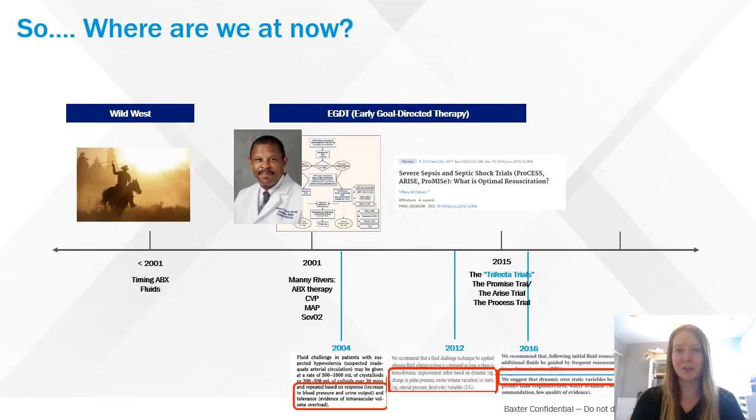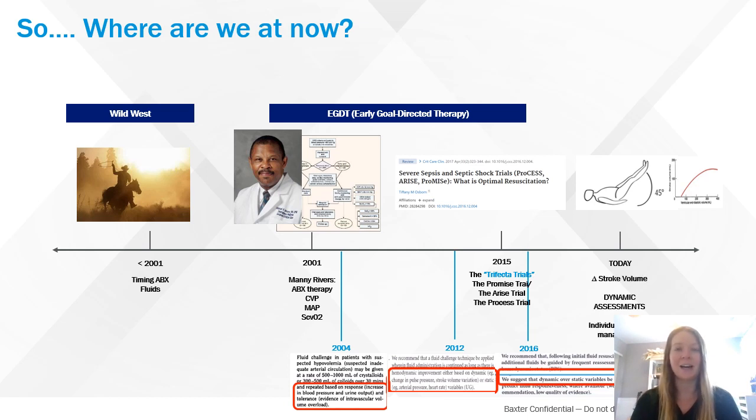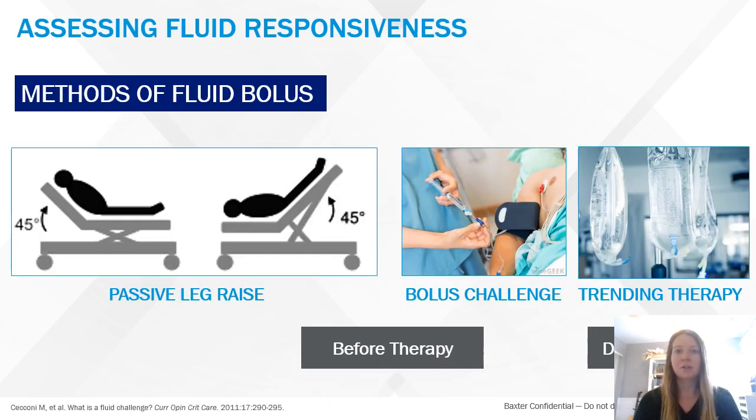So it is clear that FRESH made a huge impact in the sepsis world, showing that today using dynamic measures such as the passive leg raise and guiding our fluids to stroke volume really makes an impact in our outcomes as well as our mortality rate. So although passive leg raise should be the default dynamic measure to use when assessing volume responsiveness, not all patients can tolerate a passive leg raise.